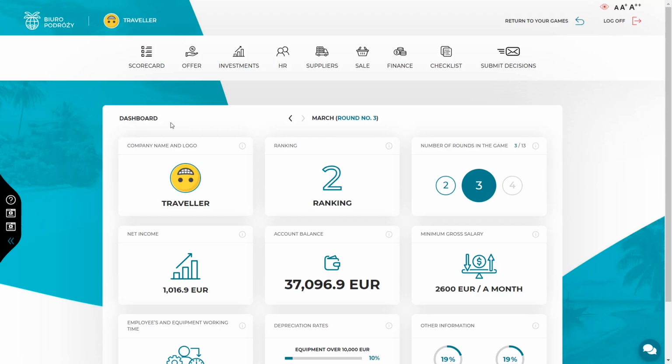Let's start from the dashboard. You can see your ranking there, as well as your net income from the previous round and your current balance account. Let's go to the scorecard now.